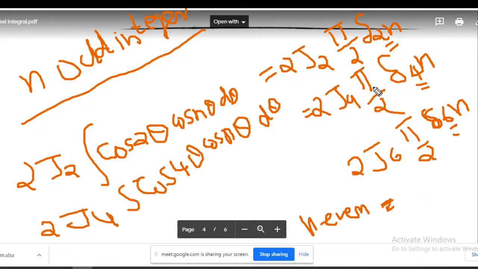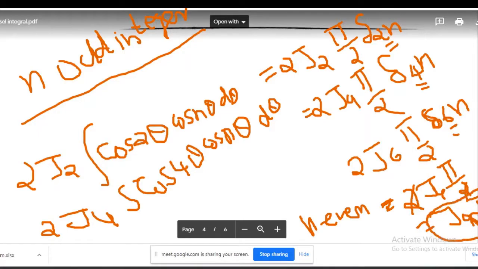You have such terms here: 2j4 pi by 2. Or we can say j4 pi. But we don't know whether it is 4 or 6. It's an even number. So what will you get on the right hand side? Yes, jn pi. You will be getting jn pi.